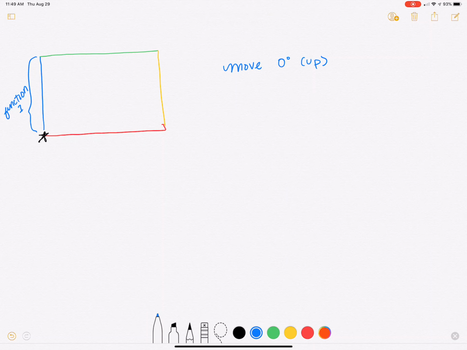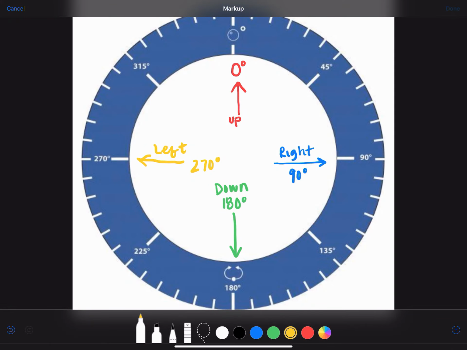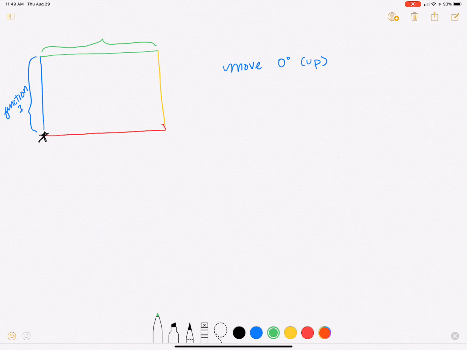Cool. So now we move to our second function, which is the green one. And we're like, okay, so we're gonna have to move 90 degrees, right? And that'll get us to the yellow line, which is also moving to the right. Now we're at our yellow line, which is right here.